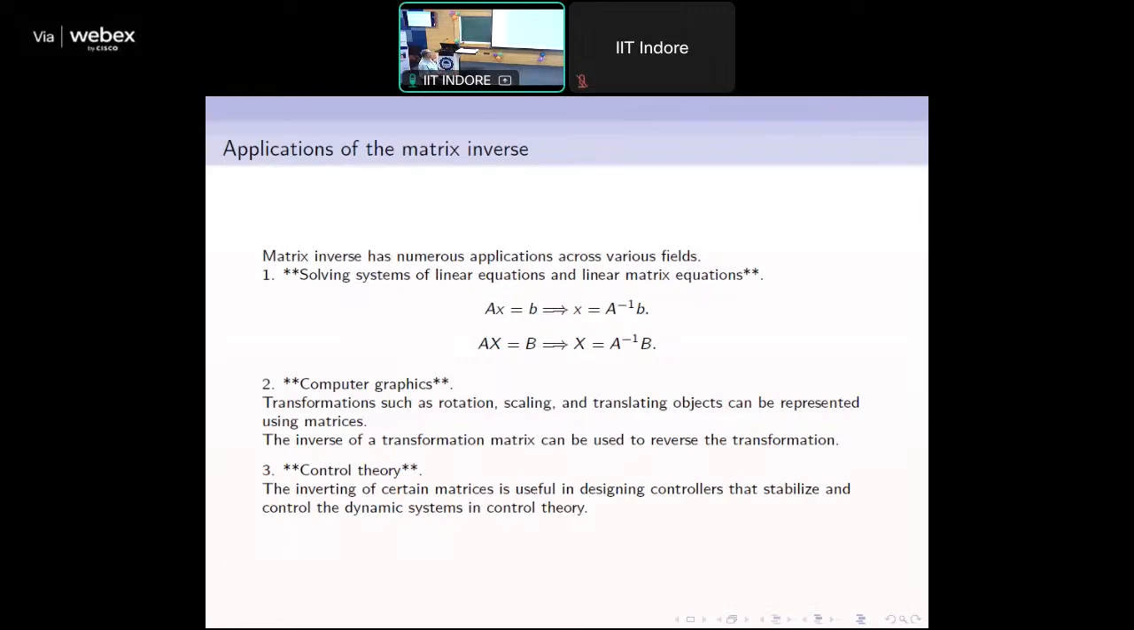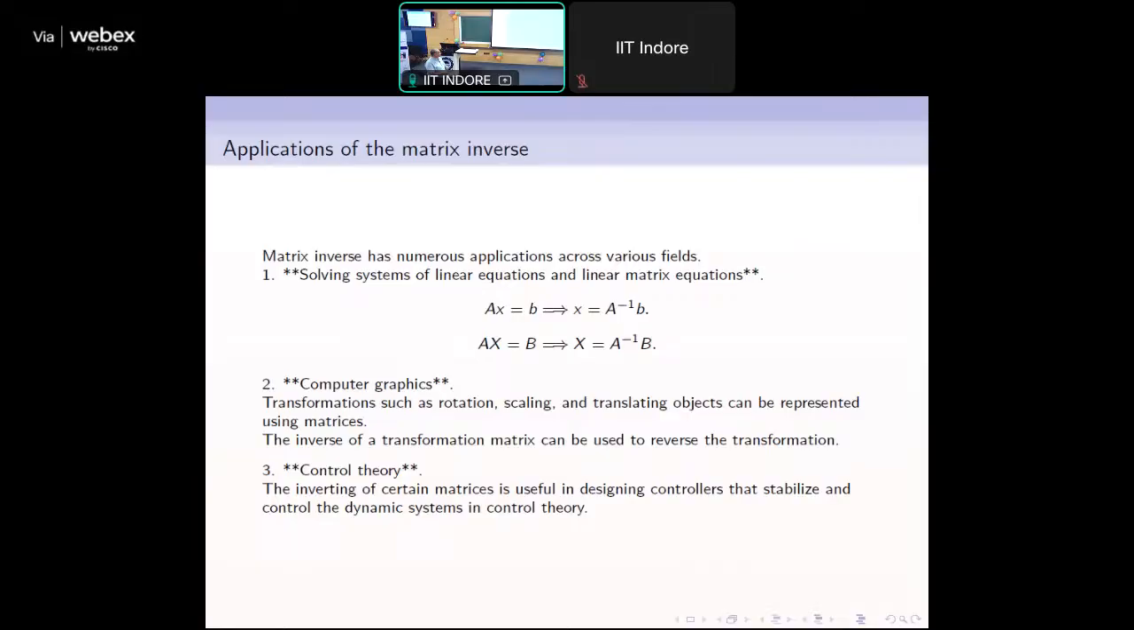Important application is in computer graphics, because many transformations such as rotation, scaling, translating objects are represented in matrix form, and then inverse of such transformation matrix can be used to reverse the transformation.